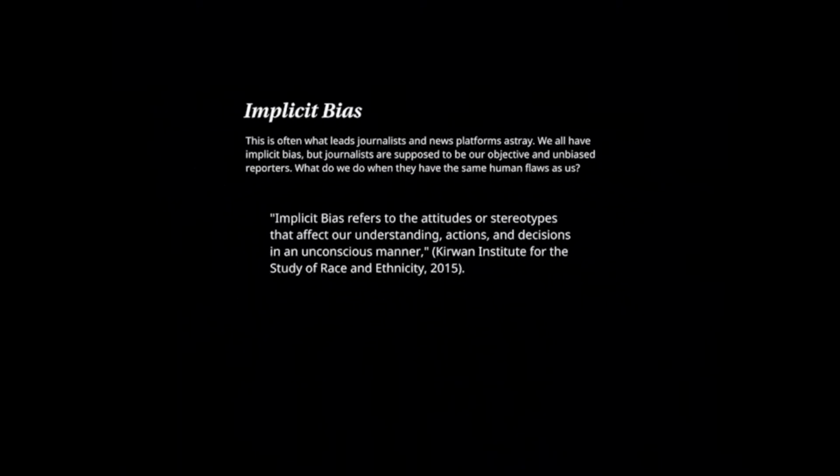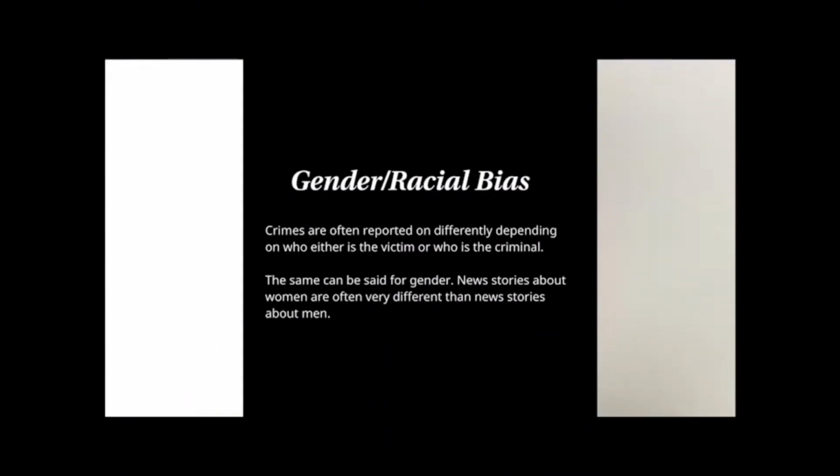Well, it's important to know what kind of bias can even exist. What are we even looking for? Gender and racial bias is often seen in crime reporting. Crimes are often reported on differently depending on who the victim or the criminal is. And the same can be said for gender. News stories about women are often very different than news stories about men.